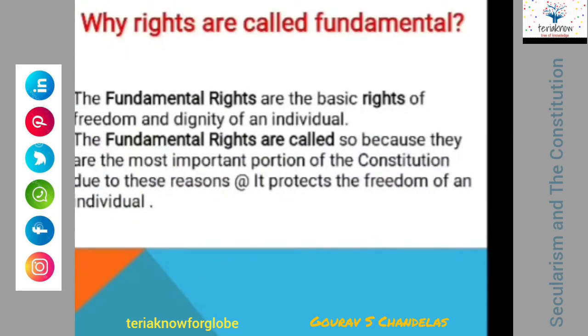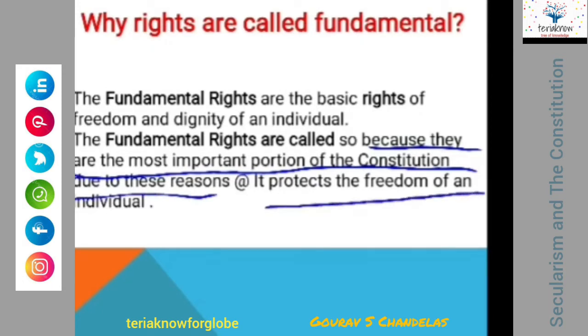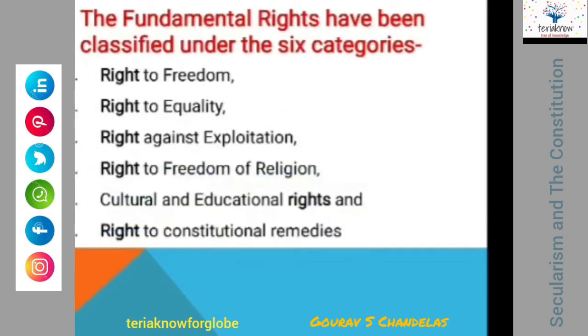Why are rights called fundamental? The fundamental rights are the basic rights of freedom and dignity of the individual. Understood? And these are called fundamental because they are the most important portion of the constitution. Due to this reason, we can understand that it is fundamental. Also, it protects the freedom of an individual. So these are some of the reasons why these rights are known as fundamental rights, not human rights.